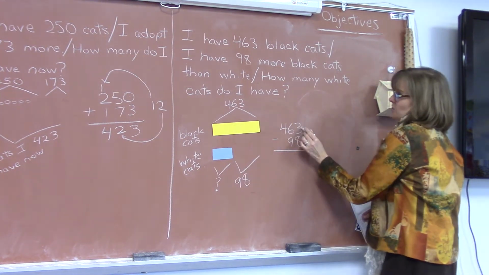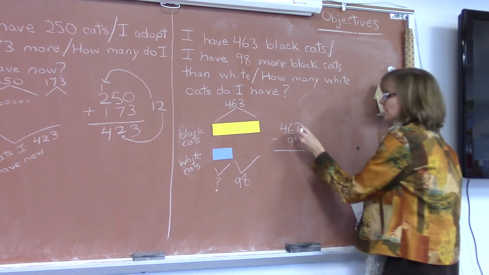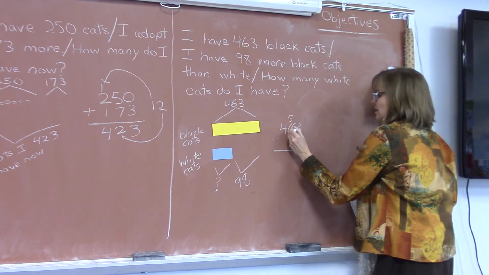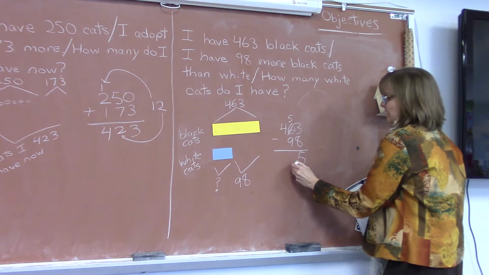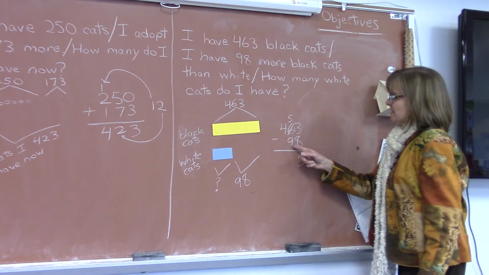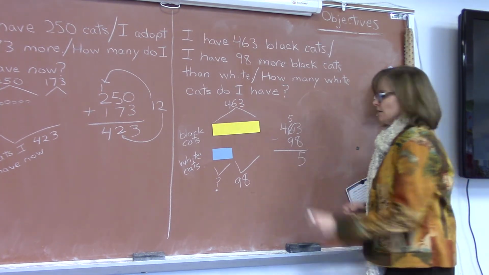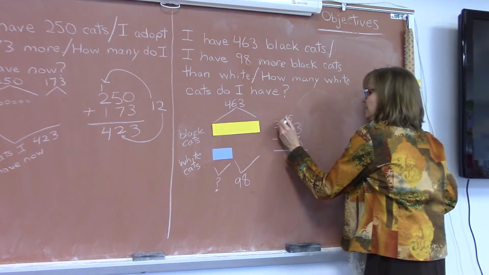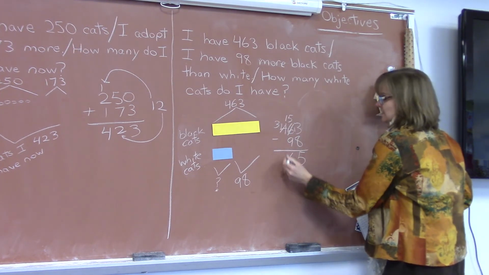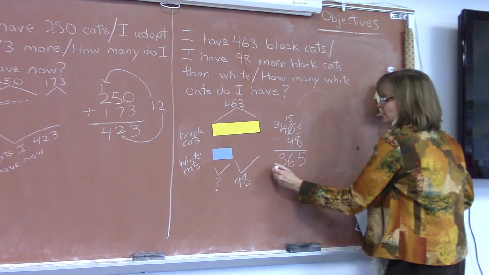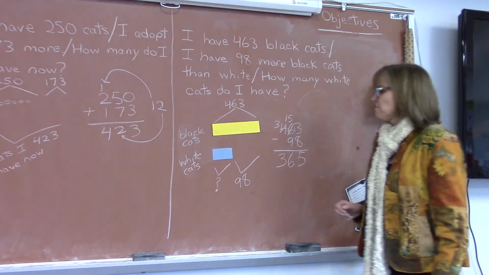In this case, 3 minus 8, I can't do it. I'm going to have to borrow. 13 minus 8 is equal to 5. 5 minus 9, can't do that. Going to have to borrow. 15 minus 9 is equal to 6, and then 3 minus nothing is going to be equal to 3.